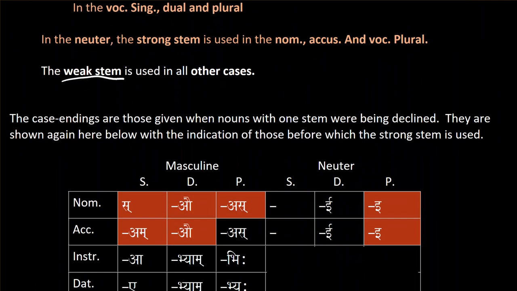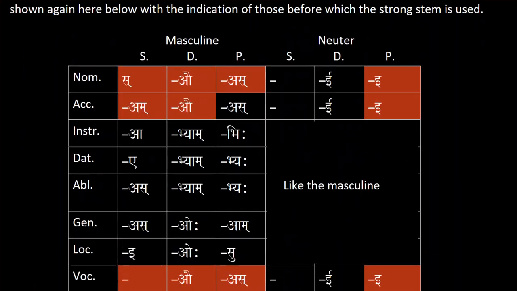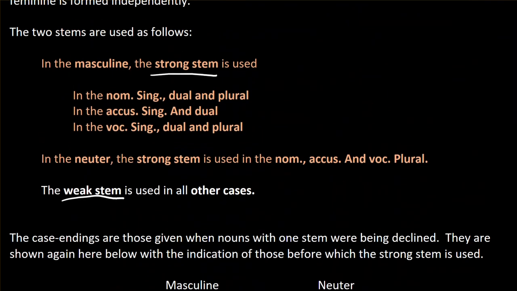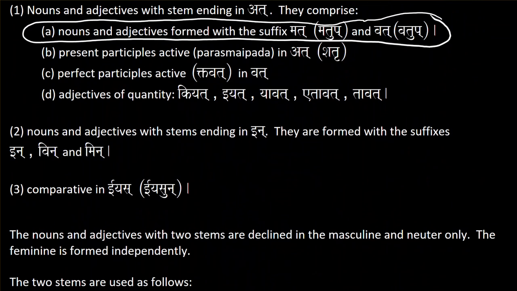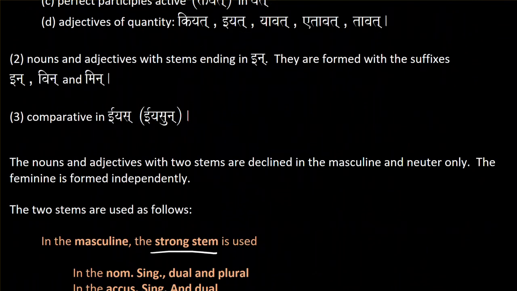So this should set you up for the next step in learning how to decline nouns and adjectives formed with the suffixes mut and vat.